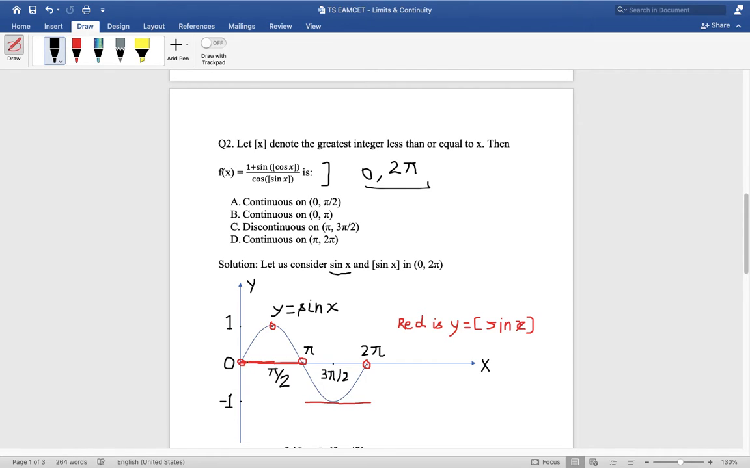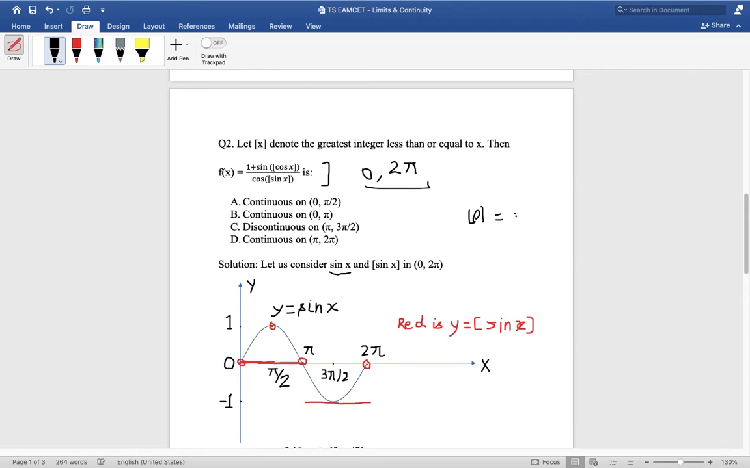I've drawn it, but I will tell you how. Between 0 to pi by 2, all these values lie between 0 to 1, except at pi by 2 where it is equal to 1, so the greatest integer function of 1 is equal to 1. So at pi by 2 my graph lies at this point. For all the values except pi by 2, the function lies between 0 to 1, as you can see over here. So greatest integer of 0 will be what?